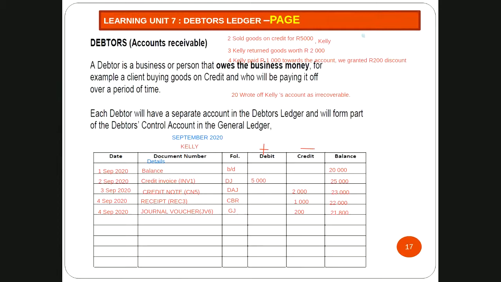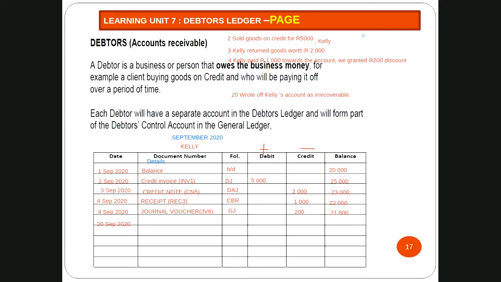So the date is the 20th. I'm gonna say the 20th of September 2020. Okay, when I write off, I need to have the source document also. But because maybe we're not sure about it, so let's go to the folio first. What do you think would be the general place? Think about it carefully when writing off a debt.